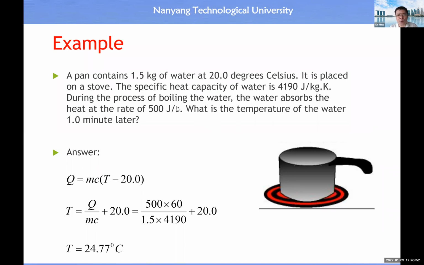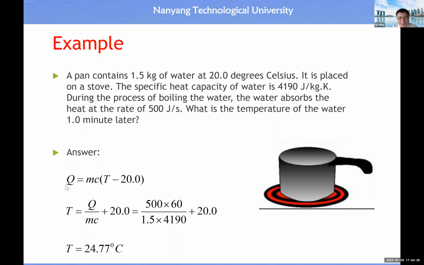During the process of boiling, the water absorbs heat at this flow rate of heat. Then what is the temperature of the water 1 minute later? 1 minute corresponds to 60 seconds, right? So let me apply this formula. The amount of heat we must add should be proportional to the intended change in temperature, and proportional to the mass, and in front of it we have this specific heat coefficient. And this is what we want to know: after 1 minute, what is the temperature?